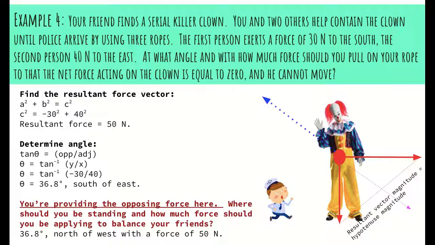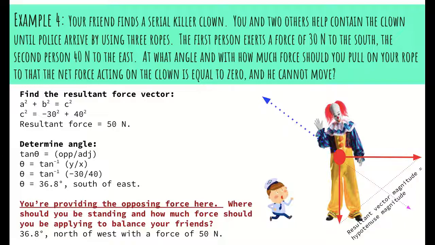First we're going to find the resultant force vector. You use the Pythagorean theorem. You should have your sides of 30 and 40 and a resultant force of 50 newtons. Then we have to figure out what direction that would be in. We would just determine the angle using some trig functions here and determine that it would be 36.8 degrees south of east. If you were pulling in the same direction as your friends, you would be pulling south of east, but you're not.